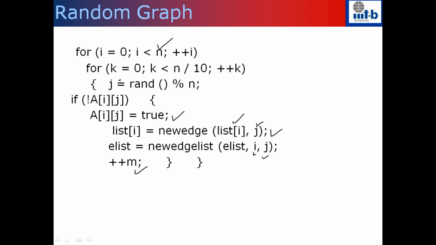If it is not there, then in the case of adjacency matrix, I have to just set the value as true. In the case of adjacency list representation, I create a node and add it to the beginning of the list. In the case of edge list representation, I again create a node, but each node in the linked list will have I comma j set, right?